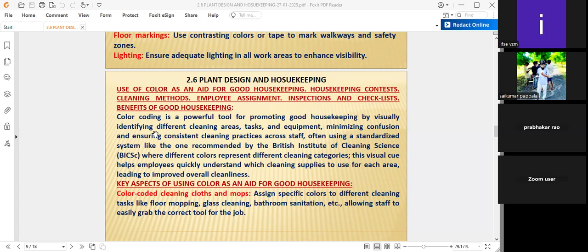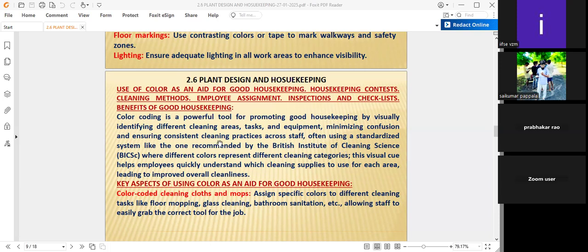Before going to the key aspects of color coding: color coding is a powerful tool for promoting good housekeeping by visually identifying different cleaning areas, tasks and equipment, minimizing confusion and ensuring consistent cleaning practices across staff, often using a standardized system like the one recommended by the British Institute of Cleaning Science, BICSc. That means British Institute of Cleaning Science.